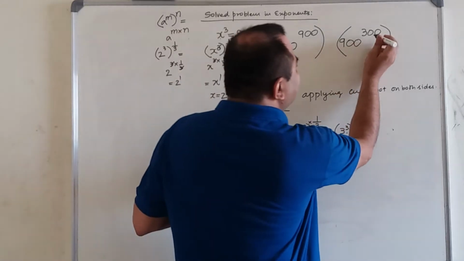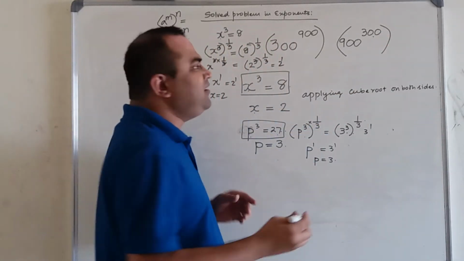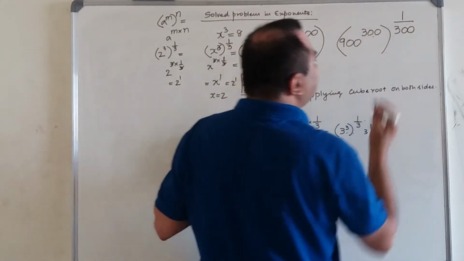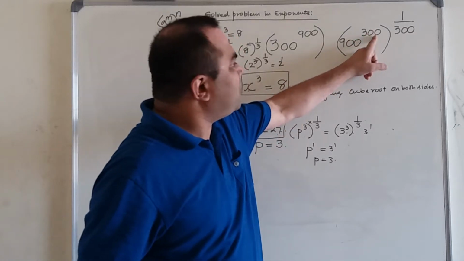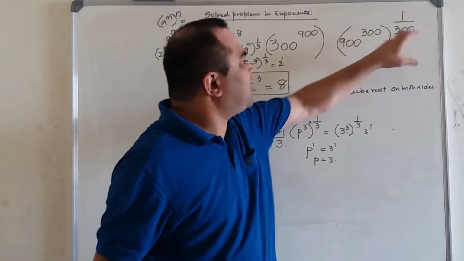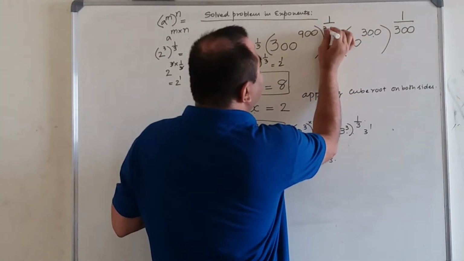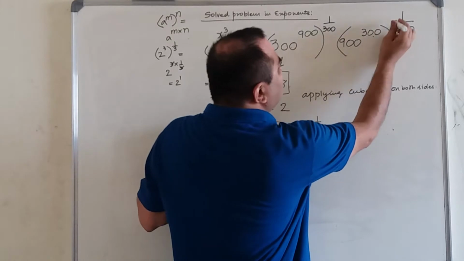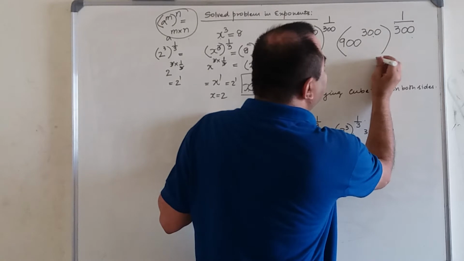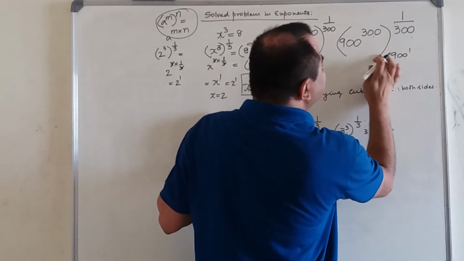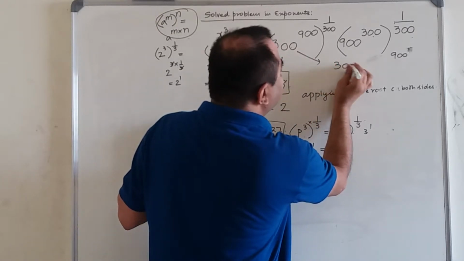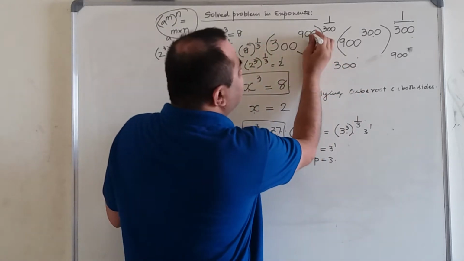It will be whichever is the smaller power. I mean, you should raise both the exponentials to power 1 by 300 so that the smaller power 300 will be disappearing. So raise both sides to a common root 1 by 300. So here 3 into 1 by 300 from this exponent law will reduce to 900 power 1. That is simply 900.